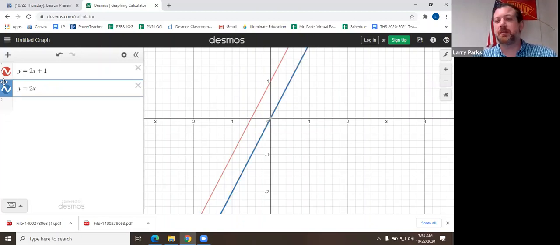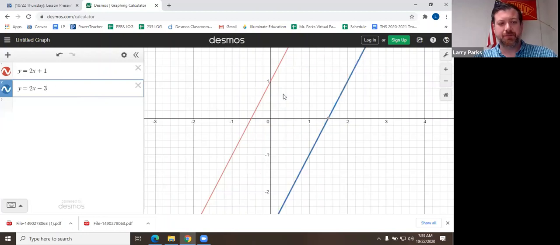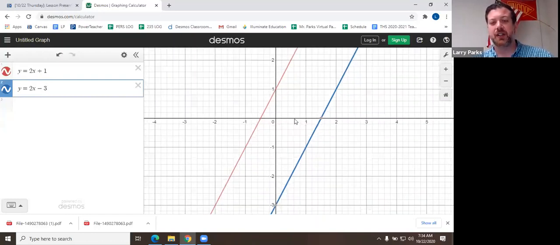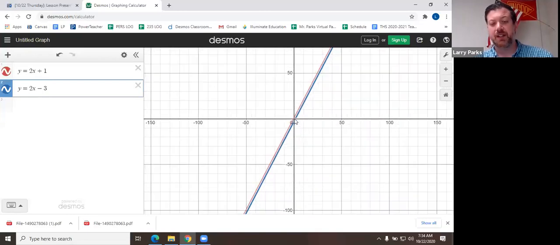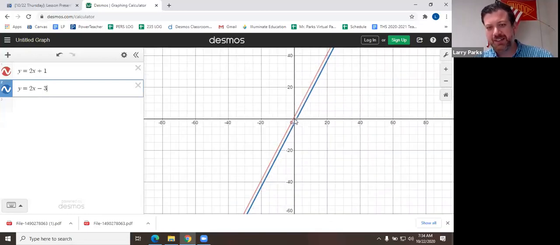So if I keep the slope the same, and I could just leave it like that, you can see that these lines will never intersect. How do I know they will never intersect? Because they have the same slope. They start off at different places, but the slope tells them to have the same steepness. Since they have the same steepness, they will never intersect. You could look at these forever, and I know they look like they intersect, but it's just because the numbers are getting quite large.